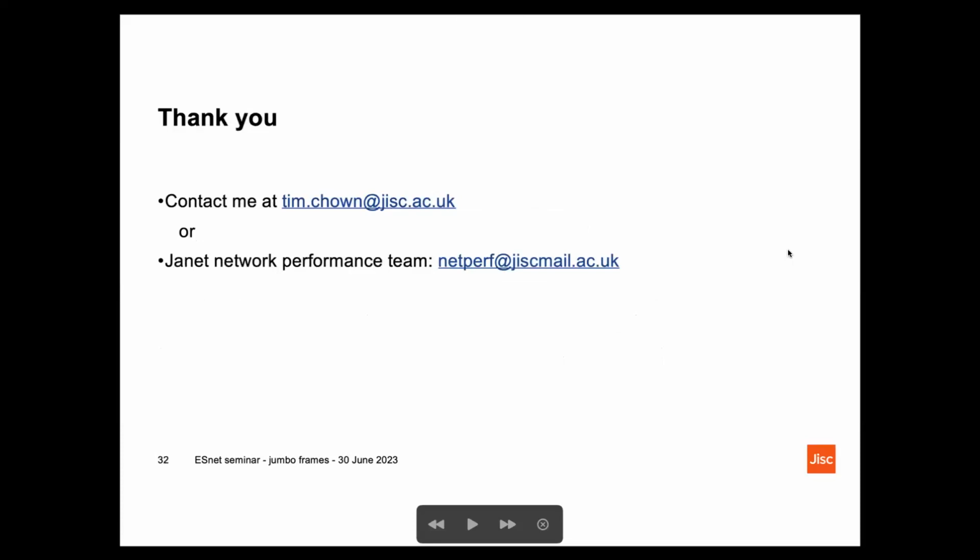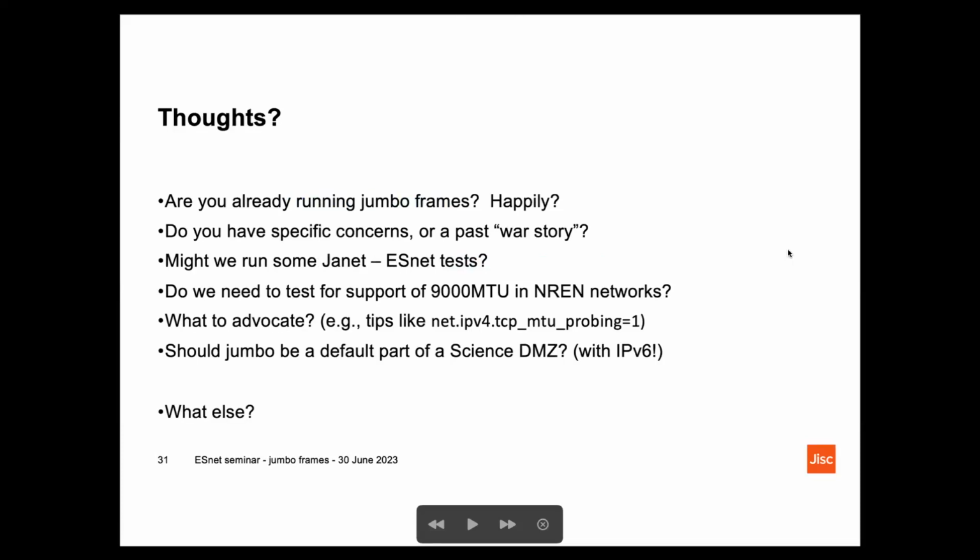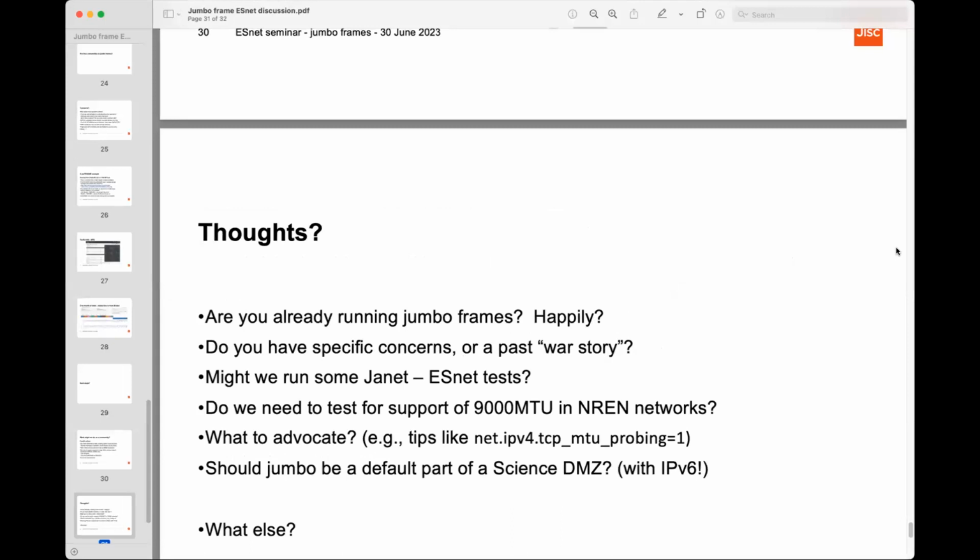There's some contact information there if you want to get in touch, but maybe now I can stop sharing and we can have some discussion. I think my first question is, how widely is 9000 MTU or jumbo frames used in ESnet? And has it been a happy story if it is widely deployed? So I shall stop sharing there and hand back to Jason maybe to share some discussion.